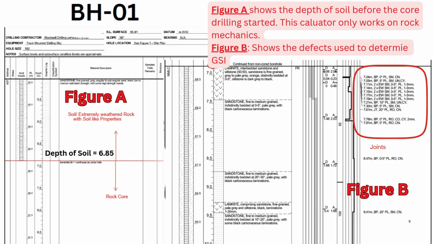This slide gives us an idea of how to use borehole logs in this calculator. Figure A shows that the soil depth is up to 6.85 meters, and afterwards rock starts. Figure B shows the depth-wise defect conditions. This part of the log is very important for defining defect conditions. If this section is not well defined, then the results of this calculator may not be right.